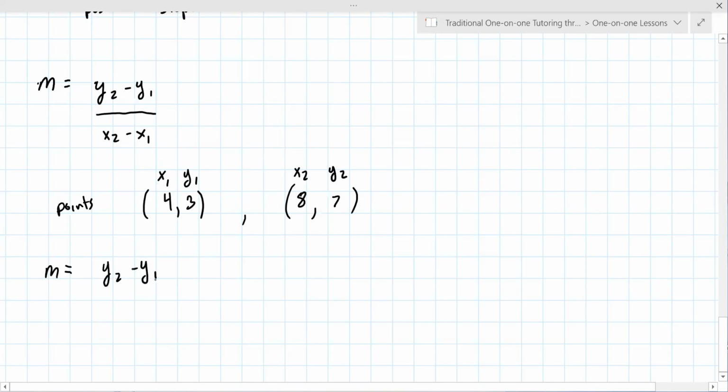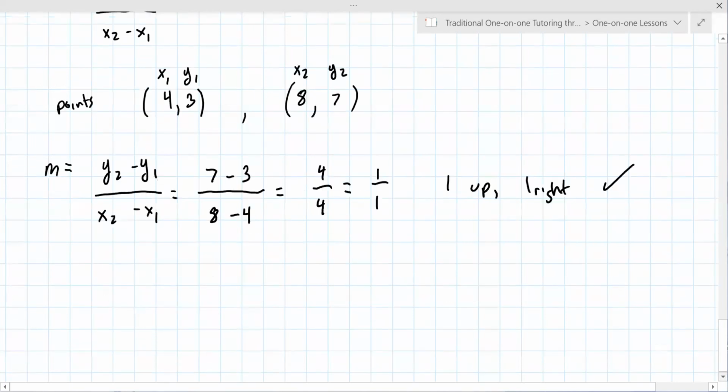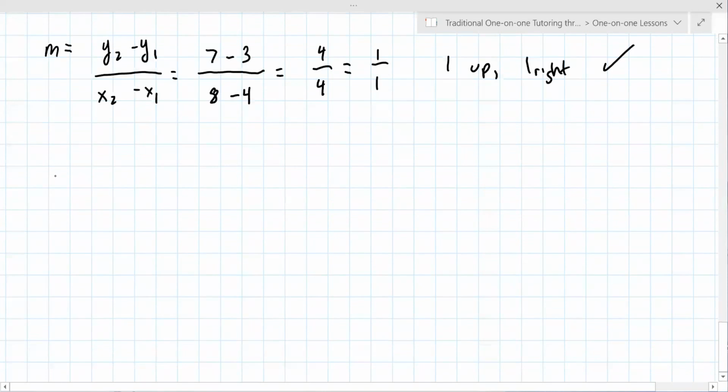You get y2 minus y1 over x2 minus x1 equals, so that's 7 minus 3 over 8 minus 4. So 4 over 4, which equals 1 whole, or 1 over 1. So how many up or down do you go here? You go up one and to the right one. Perfect. Excellent. Okay. So if you understood that, let's go to a slightly different example here.